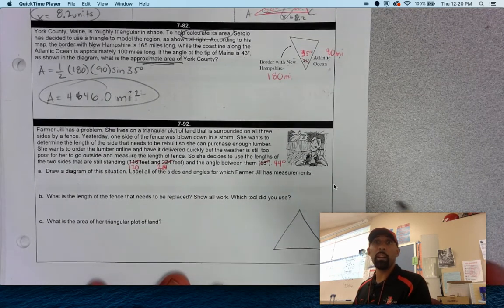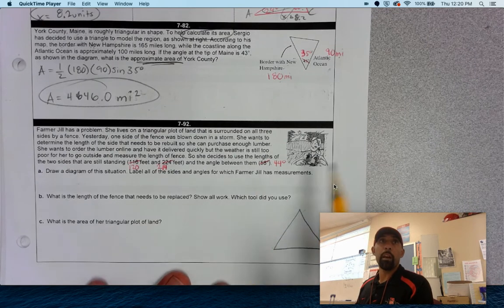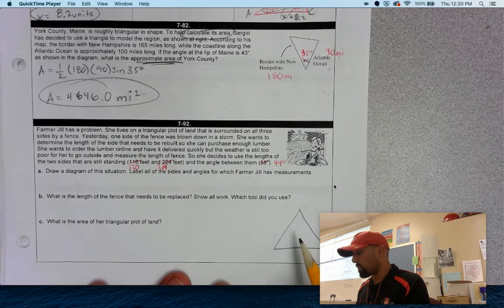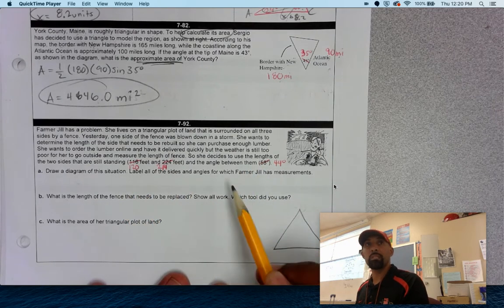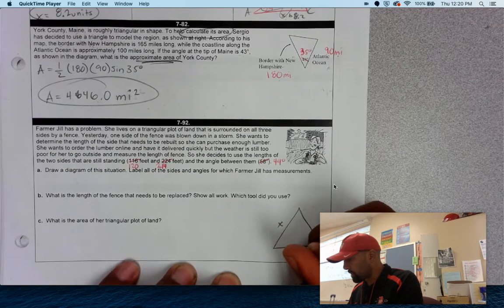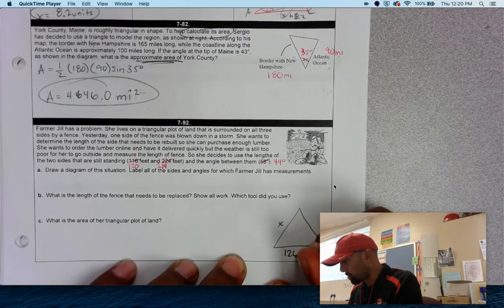So she's going to order it online in her house, but she can't go outside and actually measure this by hand. Okay. So she decides to use the length of the two sides still standing. So she knows the length of the other side. She just doesn't know the length of this side. So let's say we'll call that X, right? She knows the length of the other two sides, which in my case is 120 feet.